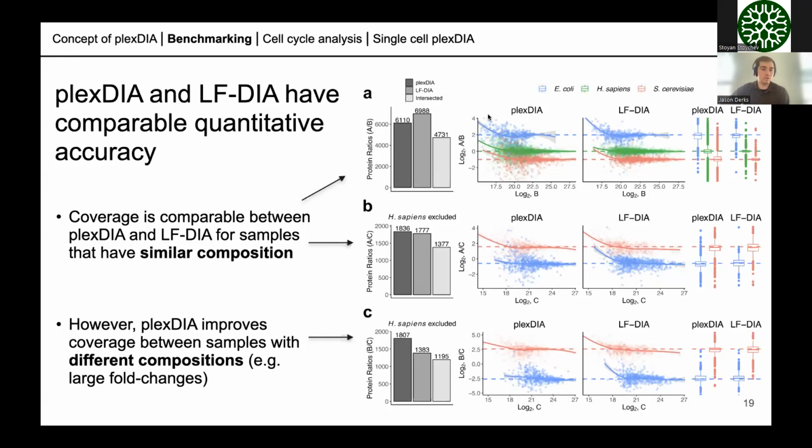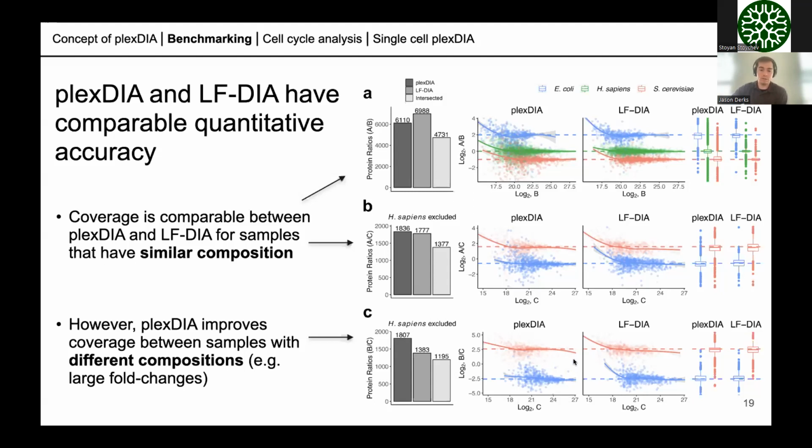So next we wanted to look at quantitative accuracy. How good is the quantitative accuracy compared to label-free DIA? Because we're doing this 3 times faster, are we suffering from worse accuracy in terms of quantitation? What I'm showing here is the number of protein ratios that we can get. This recapitulates the results we discussed beforehand: with similar proteomic composition, plexDIA and label-free DIA are comparable in terms of coverage, but with very different proteomic compositions, such as comparing samples B and C, you get significantly more coverage with plexDIA than you would with label-free DIA.